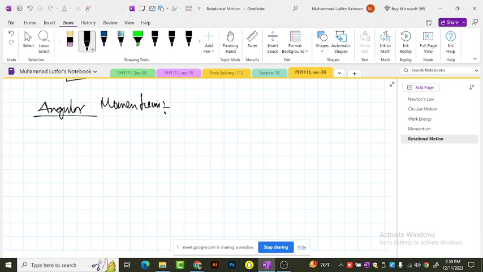It's pretty much analogous to the linear momentum. We say that if you have an object that has a mass, and the system is moving with a velocity v, then the linear momentum of the system is simply m into v, right? Let's think about the rotational case.